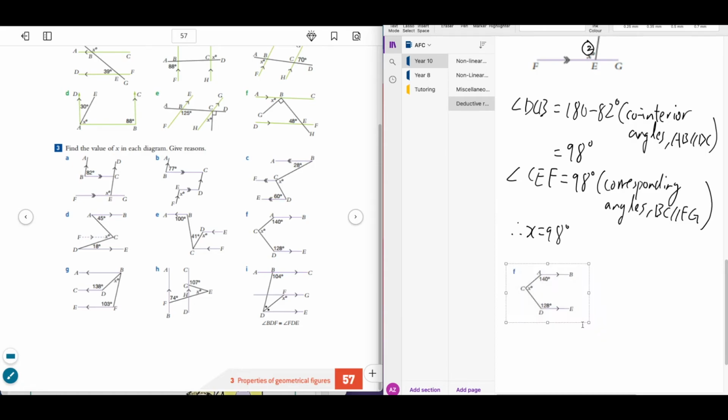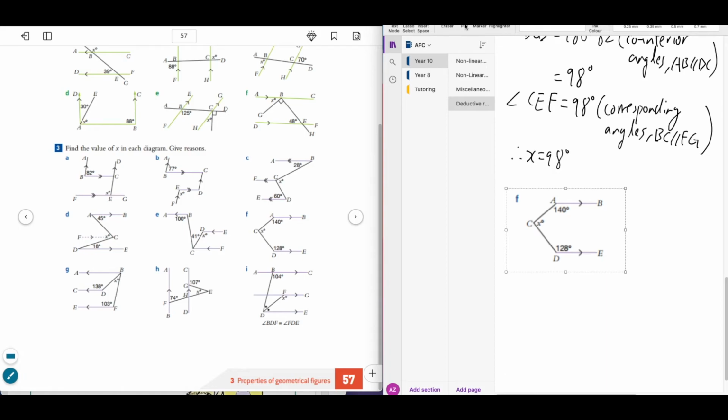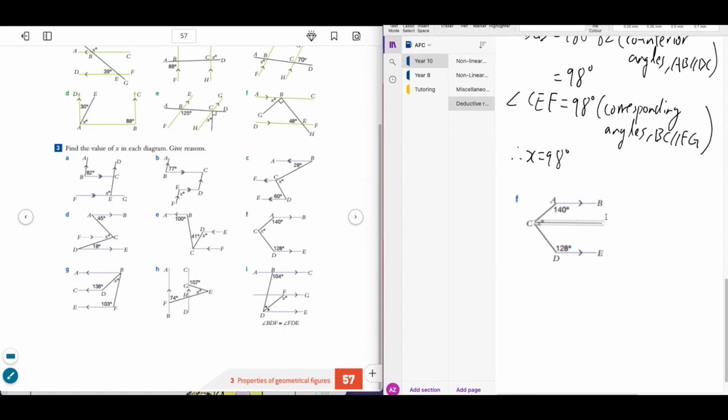So question F is a little bit tricky. Now, how would we do this question? Okay, so this is how I would do it. The reason I know how to do it is because I've seen a question like this in the past. What you can do is you can draw a line here, and label a new point. So you can say this is D. Can label this point D, and this is also parallel to AB and DE.